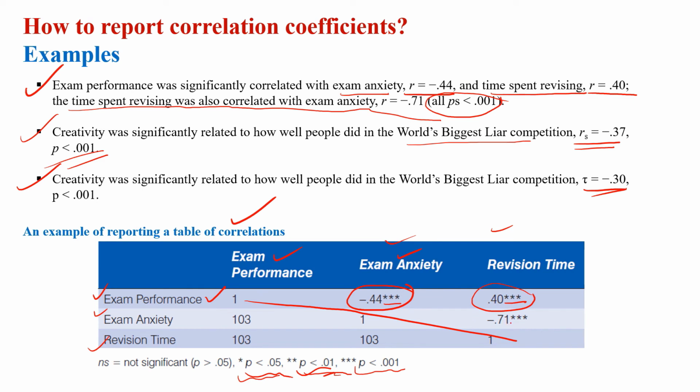If there is no star, that means there is no relationship between those two variables. If there is 1 star, the p value is less than 5%, 2 stars less than 1%, and 3 stars less than 0.1%, which basically indicates a significant relationship. Over here we are indicating the number of values, or you can say the sample size.